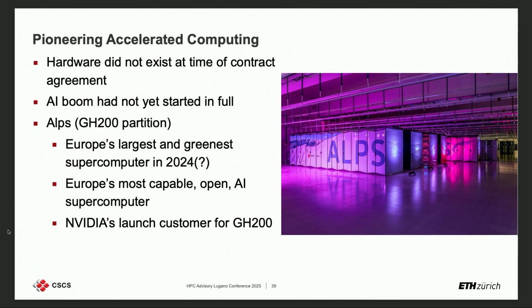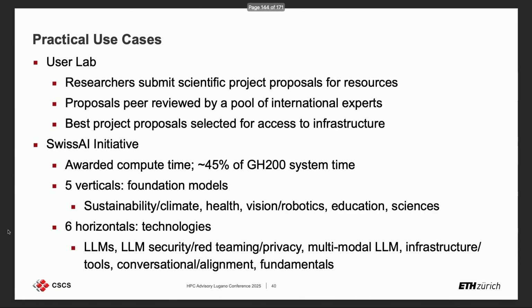And that's where we get into Alps. This is a continuation of pioneering accelerated computing. The hardware, at the point in time when the contract was agreed upon, did not exist. The GH200 did not exist, and the AI boom had not yet started in full. But we feel that it has kept up with the requirements of the field. Alps, with the GH200 partition, was Europe's largest and greenest supercomputer in 2024 for a while, Europe's most capable open AI supercomputer, or maybe let's call it our stated goal. And we were also NVIDIA's launch customer for the GH200.